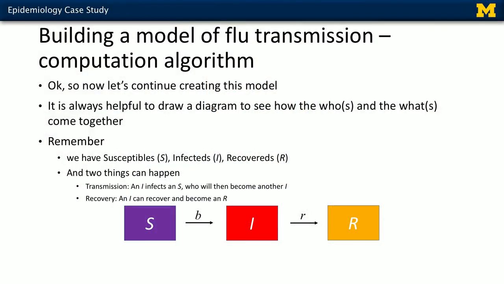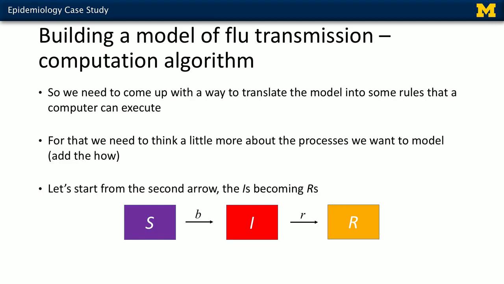So recall we have a model with three classes of individuals: susceptibles, who can get infected; infecteds, who are currently infected and can pass the virus; and recovereds, who've cleared their infection and are pretty much out of the game. Two things can happen: transmission, where an I infects an S, who then becomes another I, and recovery, where an I recovers and becomes an R. That's summarized in the diagram, and now we're going to think about each of the different processes and how we can make rules to put those into a computer.